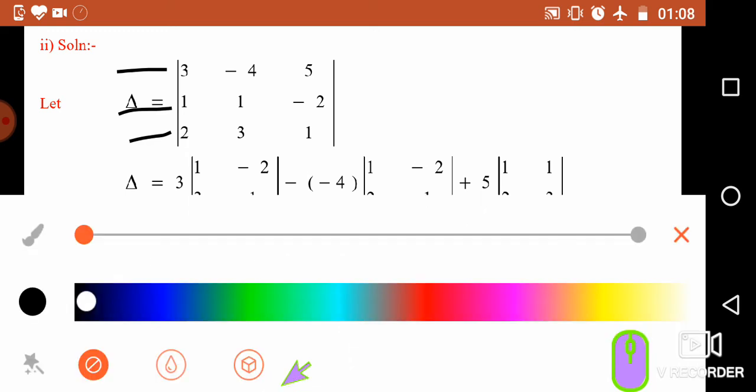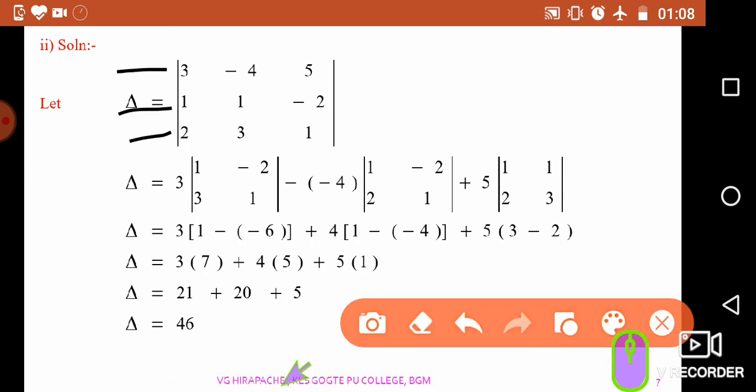Before I solve this problem, let me look at the given delta. Delta is equal to: the first element of the first row is 3. Deleting the row and column consisting of 3, we are left with 1, minus 2, 3, 1. Therefore, 1, minus 2, 3, 1. Before the next element we take a minus sign, and the second element of the same row is minus 4. Deleting that row and column consisting of minus 4, we are left with 1, minus 2, 2, 1. Therefore, the elements in this are 1, minus 2, 2, 1.